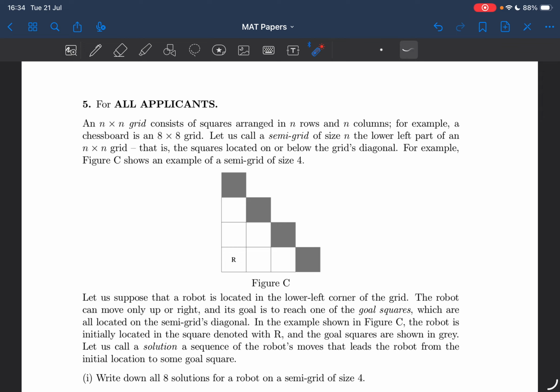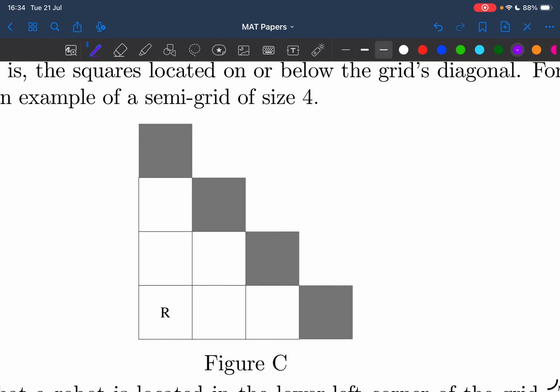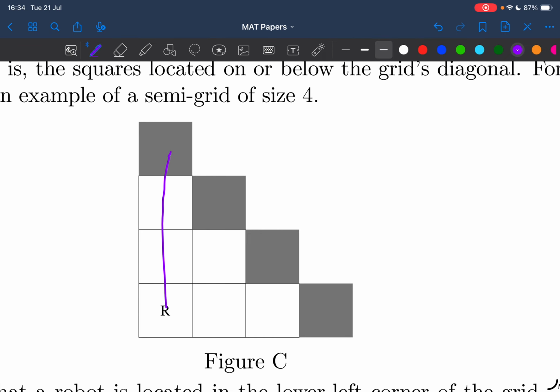So write down all 8 solutions for the size of grid, for the one we can see up there. Okay, you can almost think of this as a tree diagram. Do you know what I mean? What ways can we get to one of these grey ones? We can go straight up. I can turn off here. I could turn off there and go that way. I would actually put arrows in, do you know what I mean? Well, there's only one way we can go in it.